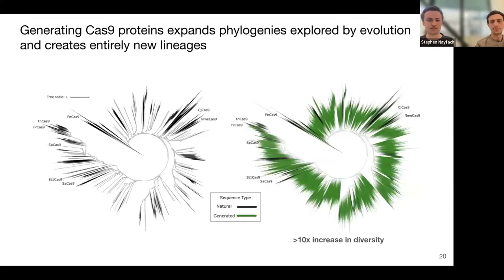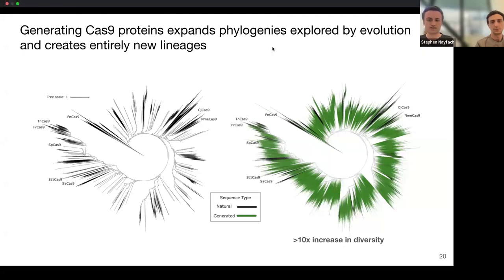In these phylogenetic trees, we're showing the result of applying a similar fine-tuning approach as we did for all CRISPR-Cas proteins to just Cas9s. On the left is the natural diversity. So you can see this branching path taken by evolution. And then when we generate about 1 million Cas9-like proteins and add them to this tree, you can see it's then dominated by this synthetic diversity. In fact, over 10-fold more diversity than we can find with just natural proteins.